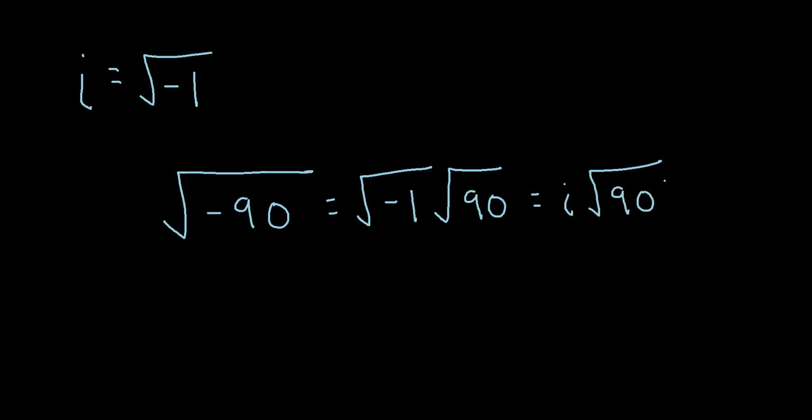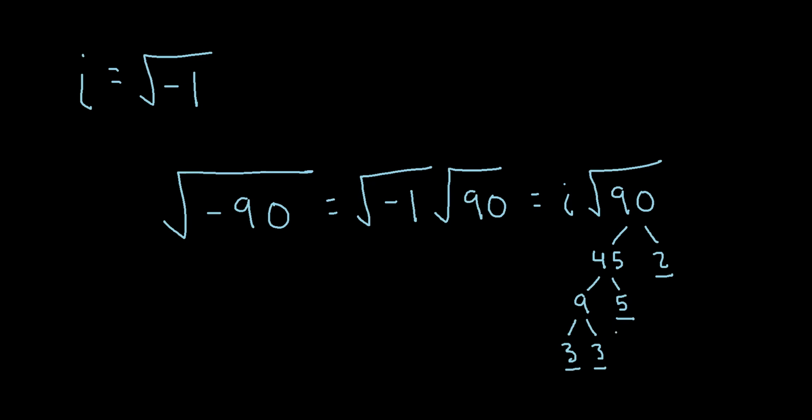Now, once again, we need to perform prime factorization to break down this 90 into smaller factors. So we could say 45 times 2. 2 is a prime, so we'll underline that. 45 can be broken down into 9 times 5. 5 is a prime. And then 9 can be broken down into 3 times 3. These 3's are also primes.